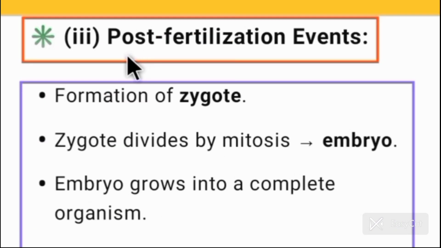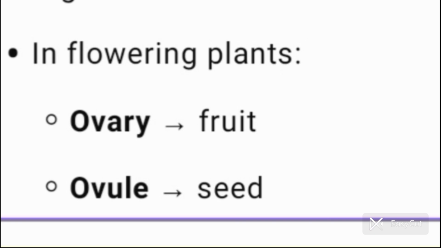Now, third phase of sexual reproduction is post-fertilization events. It includes formation of zygote. Zygote divides by mitosis and forms embryo. Embryo grows into a complete organism. In flowering plants, during post-fertilization events, ovary develops into fruit and ovule develops into seed.